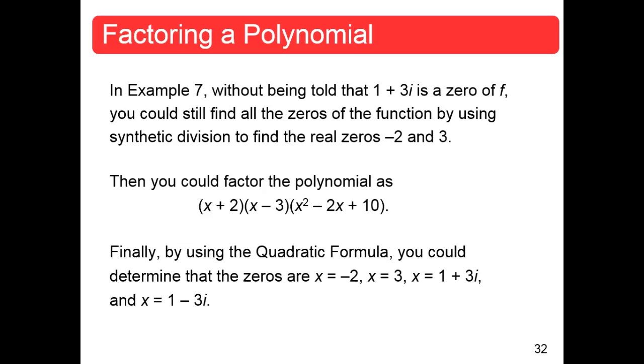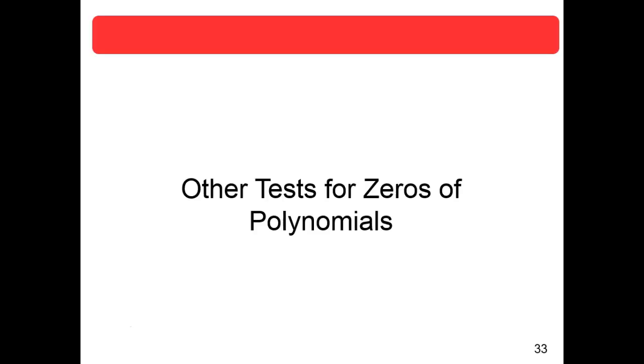All right. So in that example 8, without being told that 1 plus 3i is a 0 of f, you could still find all the zeros by using synthetic division to find the real zeros. And that's basically how I would have done the problem. But I knew they were going to do it this way. I would have done the rational zeros test and start testing. It may take a while on the front end, but then it makes it, I think, easier on the back end. Okay? Y'all need a review of that to remind yourself how to do rational zeros test? No? Okay. I'll take your word for it.